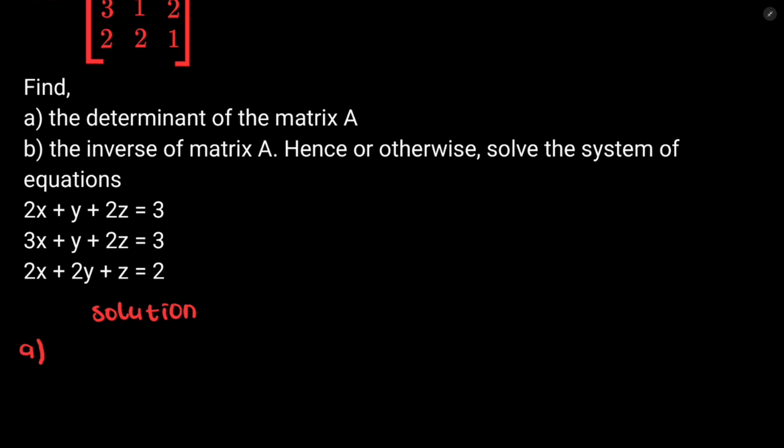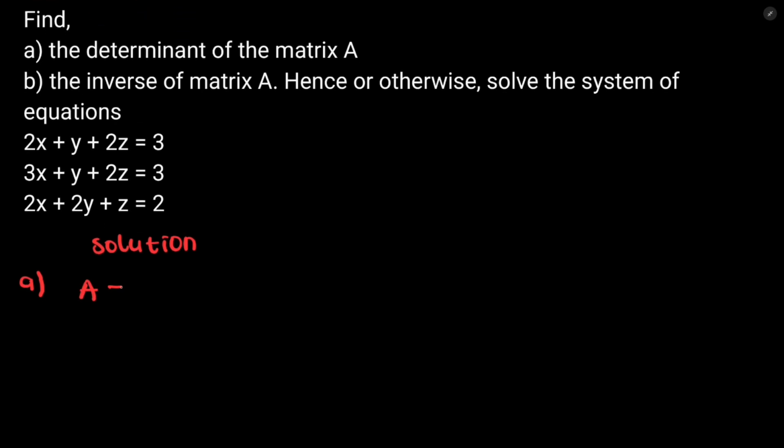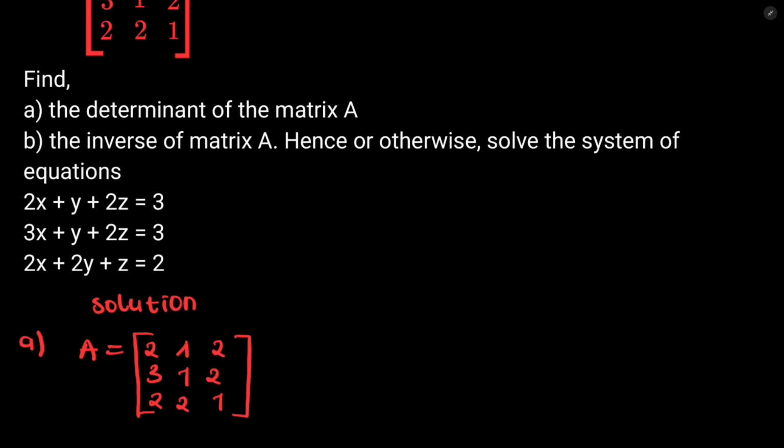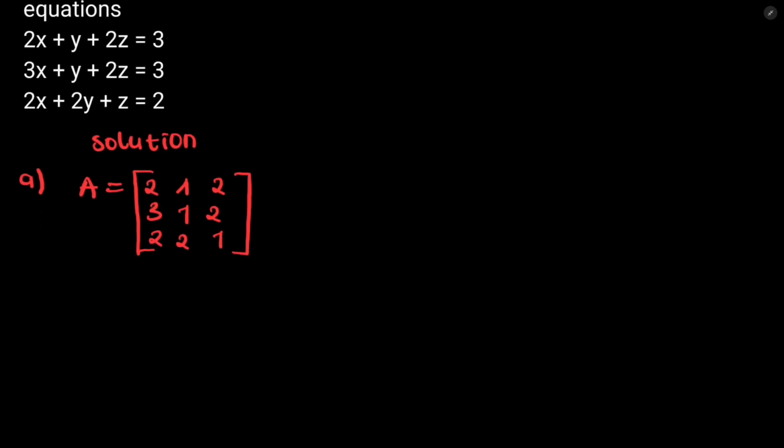Let's start with the A part of the question. The A part says find the determinant of the matrix A. So let's write back the matrix A: 2, 1, 2, 3, 1, 2, and 2, 2, 1. We have to find the determinant of this matrix. It is not a 2 by 2 matrix, so we cannot do the normal method.